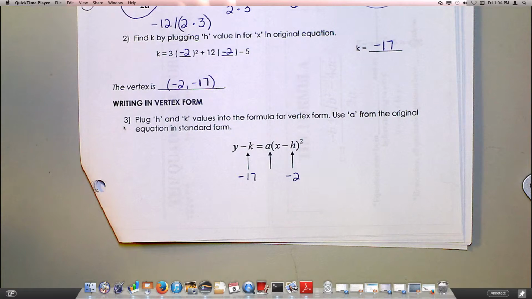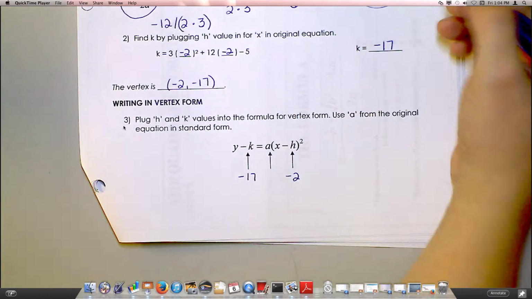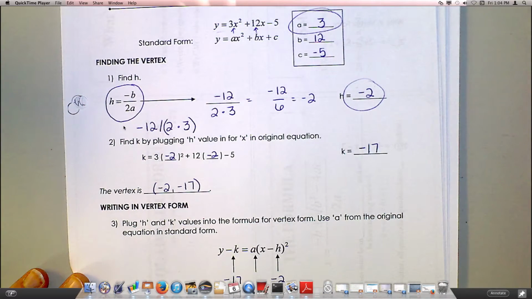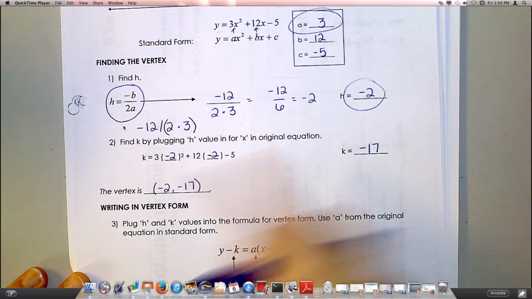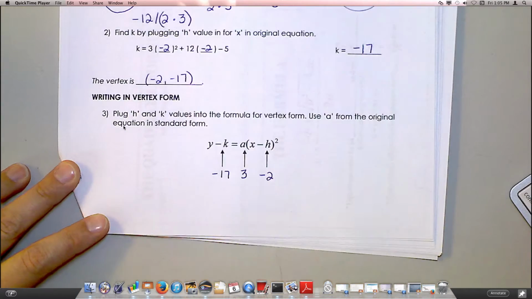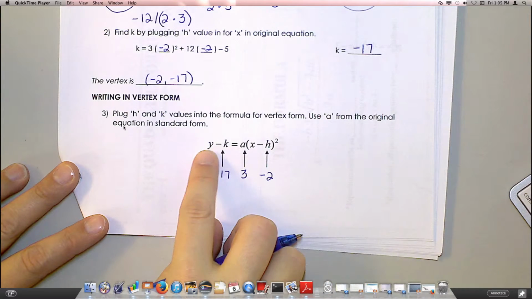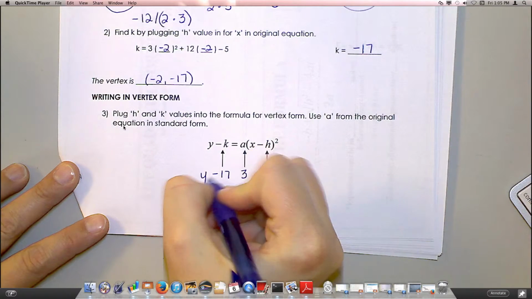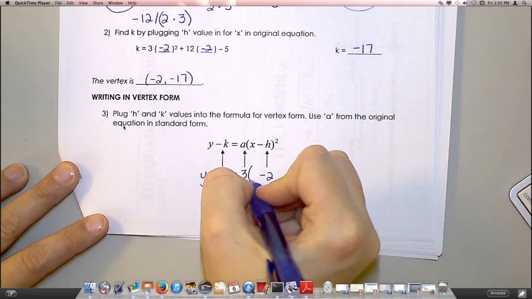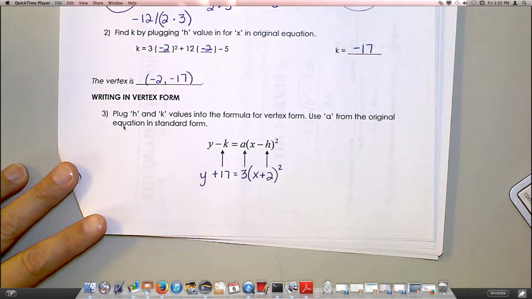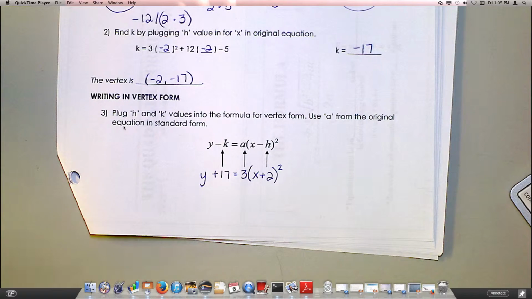What's the only other number we need? We have 3. Where are you getting 3 from? For A. Yeah, up at the top, when we found A, B, and C, didn't we find that A was equal to 3? You're keeping that same A value. So that 3 is traveling down here to become A. And then I'm just filling in the rest of the equation. If I do y minus negative 17, that's plus 17, equals 3 times x minus negative 2, which would be x plus 2 squared. And there's your vertex form.